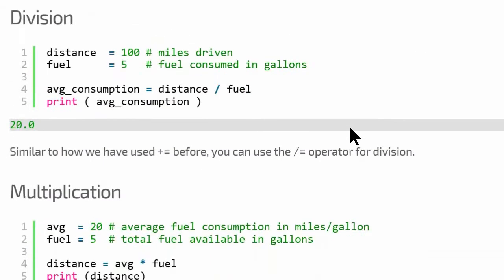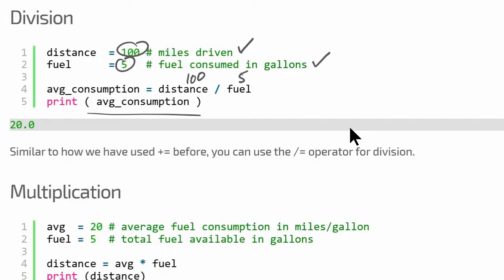Okay, how about a division? We already know division, right? Say the distance driven is 100 miles. The fuel we have consumed is 5 gallons. What's the average fuel consumption? 100 divided by 5, distance by fuel, and that will give you the average consumption.